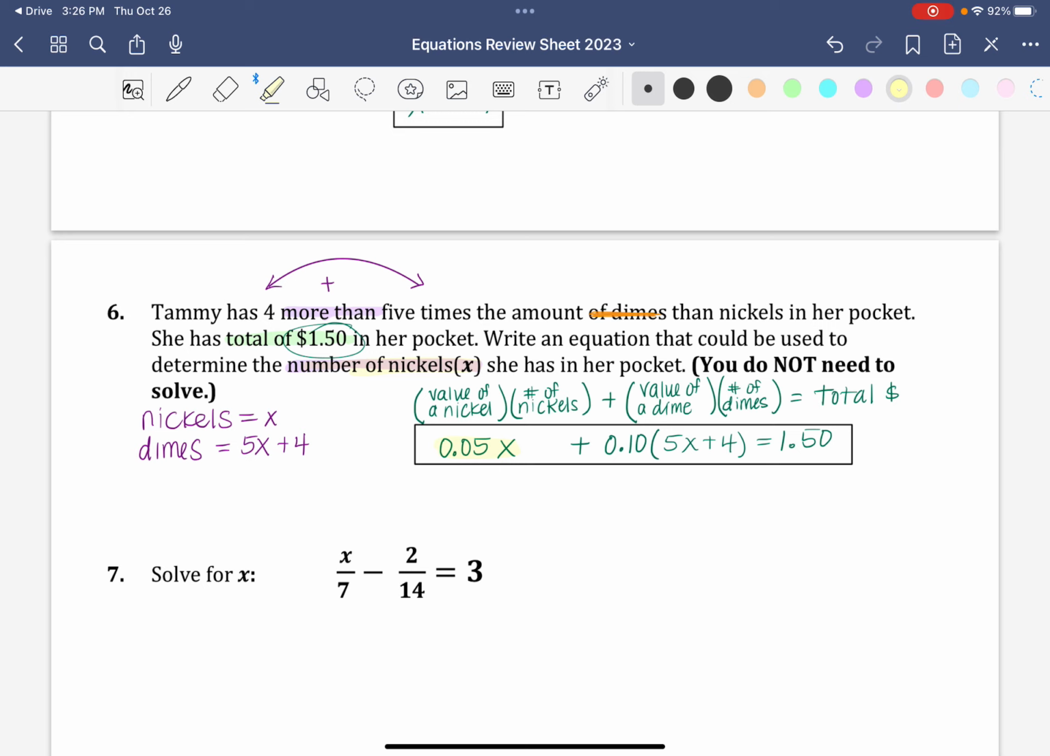And it would work no matter what they told you for X. If they said X was quarters, a quarter's 25 cents, make sure that 25 cents is being multiplied by the X. If they said X was dimes, then make sure that 10 cents is being multiplied by the X. So that's going to help you get rid of some answer choices before you've ever even really set anything up.